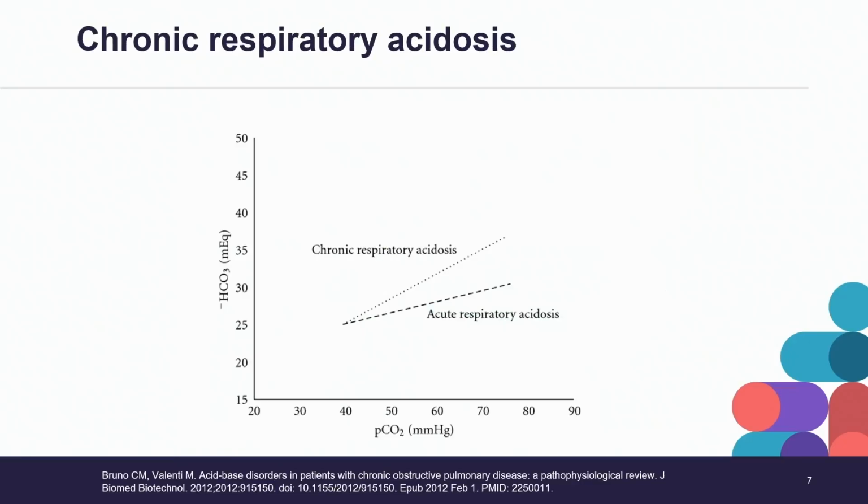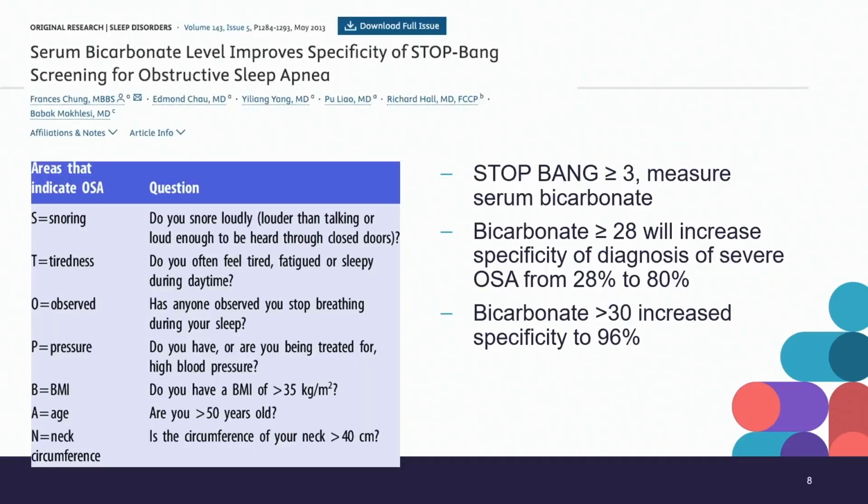The slope of that curve between the CO2 and the bicarb correlation is higher with chronic respiratory acidosis. The kidneys have more time to respond, so they do. So with our patient with a bicarb of 29, roughly that would correlate to a PaCO2 of around 50 that person lives at chronically. Okay, so why does it matter? And how can we use it?